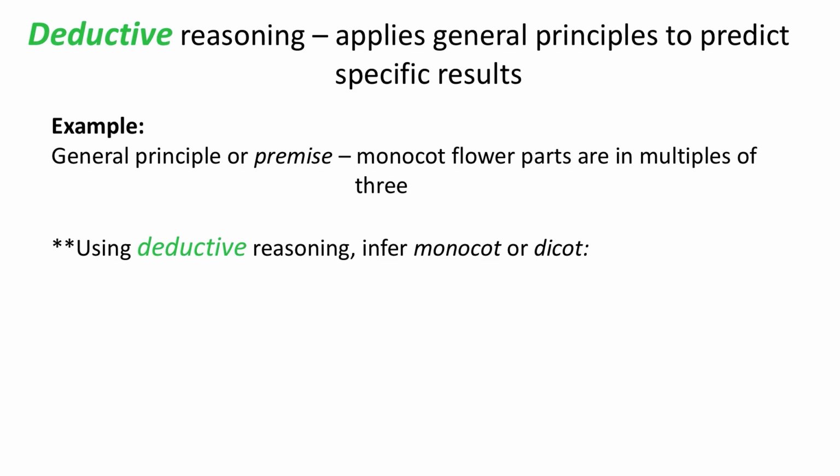In this example, that premise is that monocot flower parts are in multiples of 3. So this statement is what we use as the general principle that we will use to make predictions. So using deductive reasoning, infer from these images whether they are monocots or dicots. Remember, monocot flower parts are in multiples of 3.